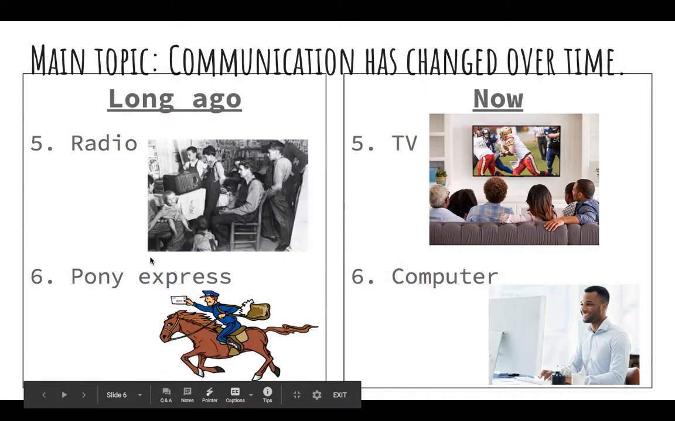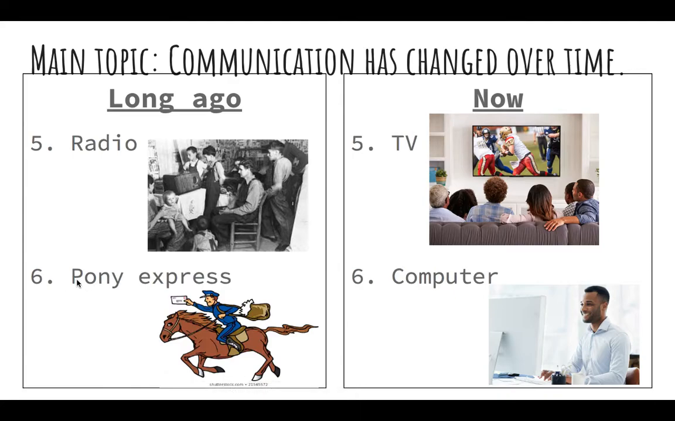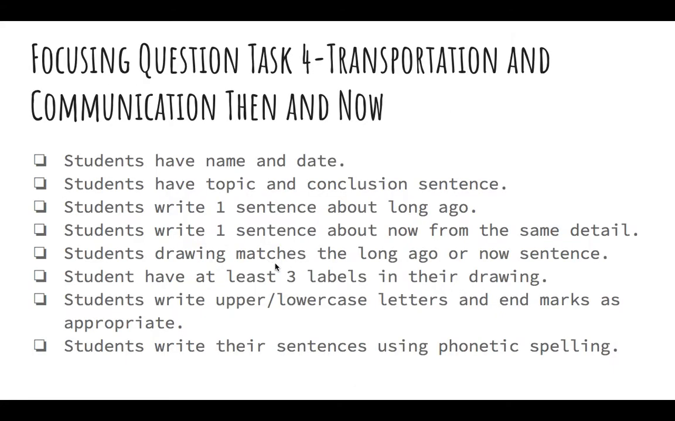Here we go. Long ago, there was Pony Express. Now we have computers. So you can get all the checks. Focusing question task 4. Transportation and communication then and now, because you get to choose either one. You have your name and date, check. You have your topic sentence and your conclusion sentence, check.